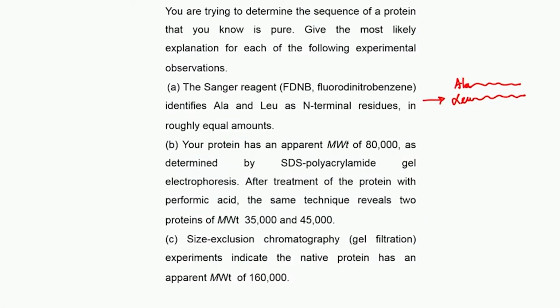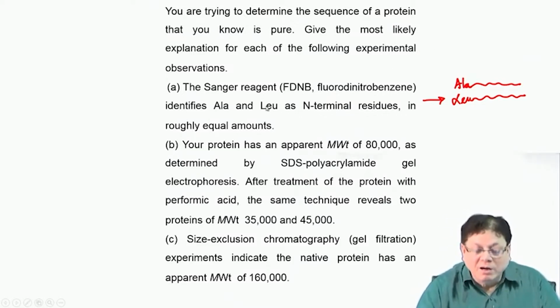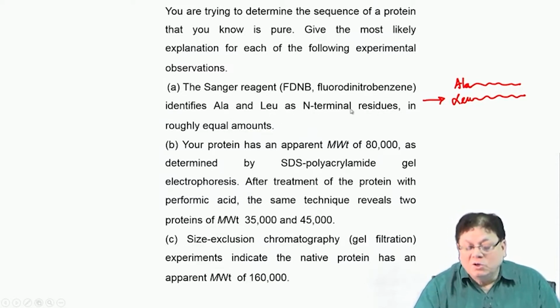Okay. Now, there is a problem that you are trying to determine the sequence of a protein that you know is pure. Give the most likely explanation for each of the following experimental observations. Now, what are the observations? Sanger's reagent, that means 2,4-dinitrofluorobenzene or FDNB, identifies two N-terminal residues, alanine and leucine, in roughly equal amounts. So, what does it indicate?